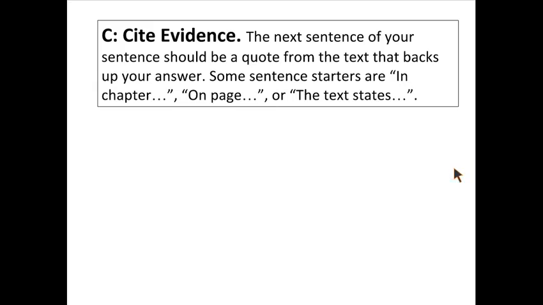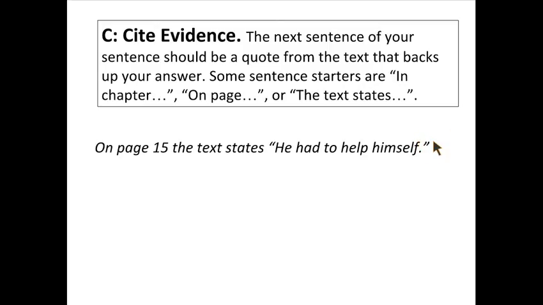Your second sentence is you cite evidence. So this needs to be a quote from the text that backs up your answer. Remember, these need to go in quotation marks. They need to be taken exactly from the text. You should also say, for your quote, from what chapter or what page or what book it comes from. So I gave you a few sentence starters here. Now, I'm going to need you to pick evidence that supports the idea that Brian's point of view in Chapter 2 is that he needs to be self-sufficient. Hopefully you picked this wonderful piece of evidence. On page 15, the text states "he had to help himself." Notice these beautiful quotes that I put around this piece of evidence because I took it directly out of Hatchet.